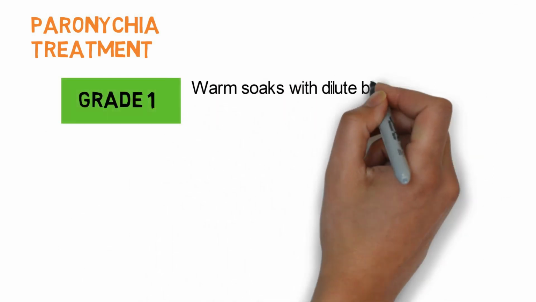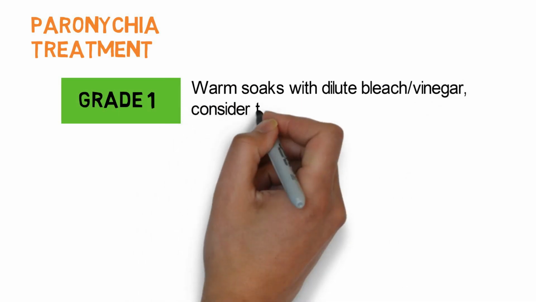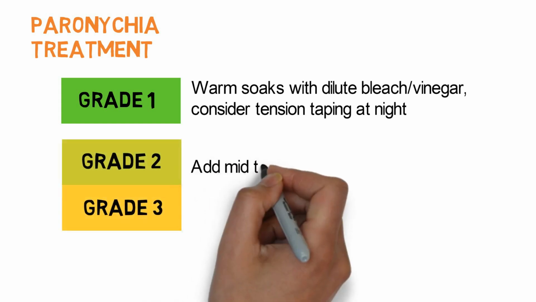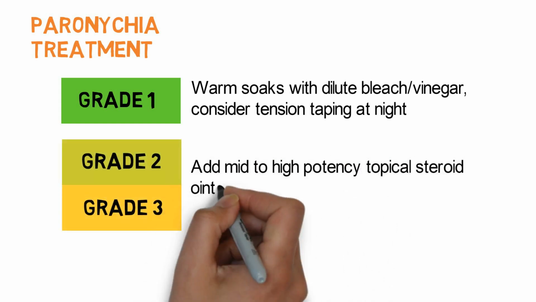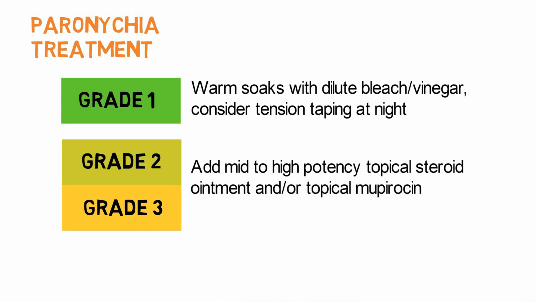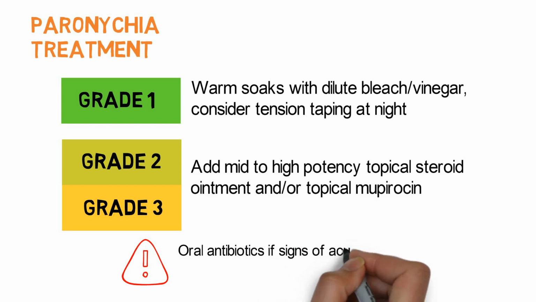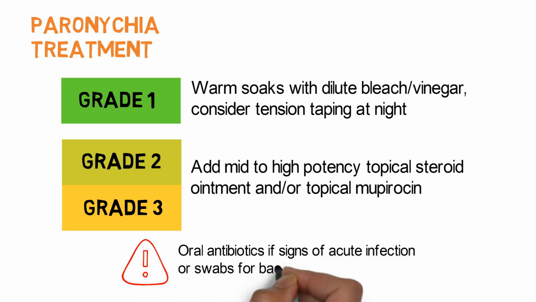For grade 1 toxicities, the patient can do warm soaks with dilute bleach or vinegar 3 times a day, and tension taping at night may be considered. For grades 2 and 3, add a mid to high potency topical steroid ointment and/or topical mupirocin. Consider oral antibiotics if there are signs of acute infection or swabs for bacterial culture. Dose reduction or discontinuation may be required.